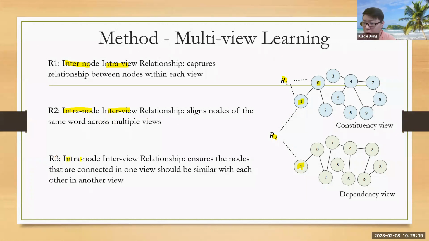Then the third one is the inter-node inter-view relationship. It tries to ensure that nodes that are connected in one view should also be similar in another view. The example is like this. Node 2 and node 3 are connected in the dependency view, so 2 and 3 are similar in the dependency view. However, the other 2 should also be similar to this 3 in this view. So this is the third level of relationship. Basically, our learning is based on these relations R1, R2, and R3.